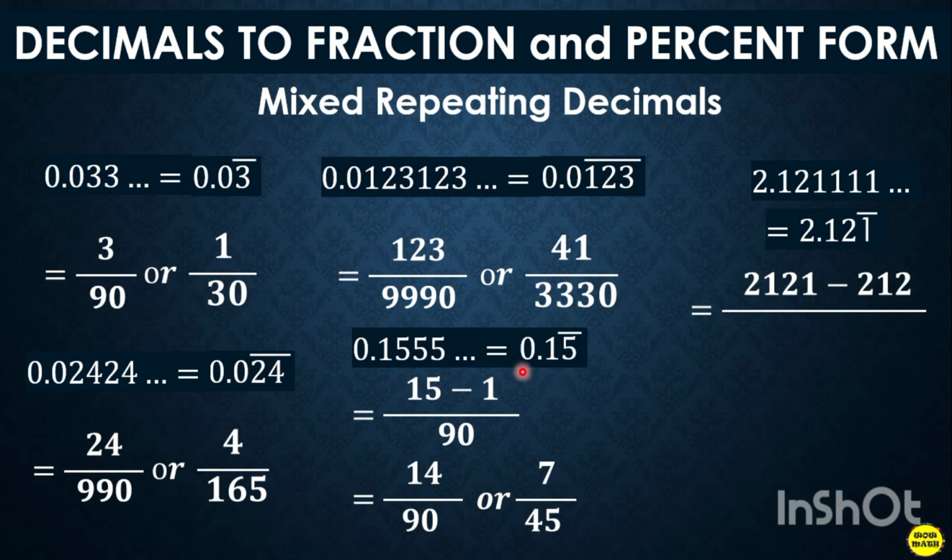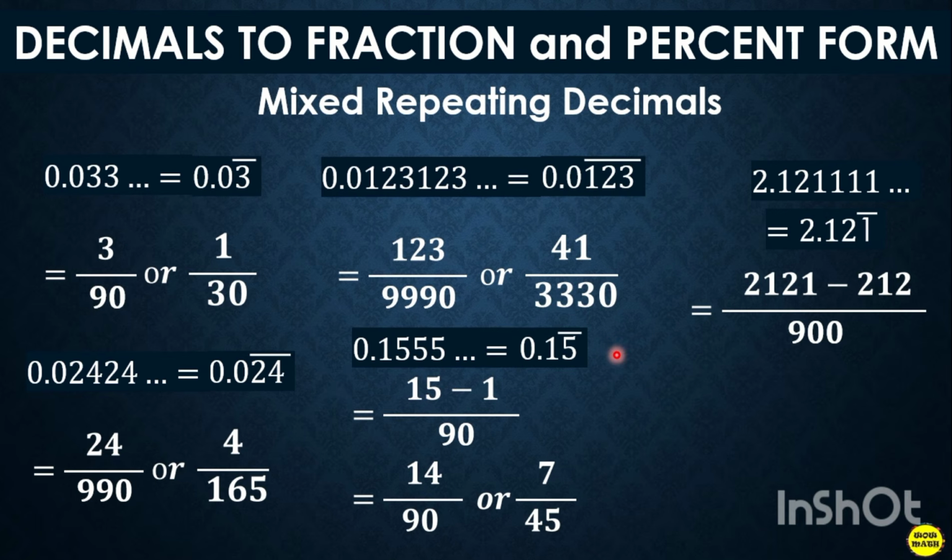Kung ilan yung repeating, 9. Kung ilan yung non-repeating, yun po yung bilang ng 0. So, since dalawa po ito na non-repeating, isang 9 lang tayo, tapos dalawang non-repeating, so dalawang 0. Okay? So, we have 900. Kasi isa yung repeating, isang 9. Dalawa yung non-repeating, so 0, 0. Okay? So, lagi pong ganun.